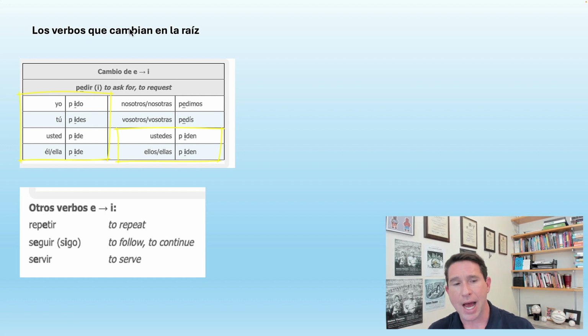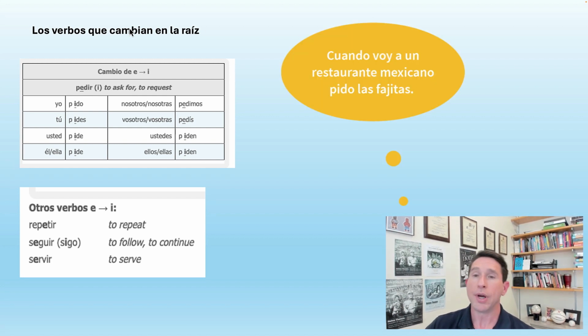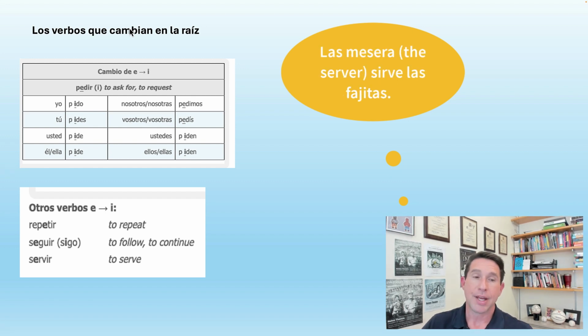Some other E to I words, repetir, seguir, which is also irregular in the first person, sigo, y servir. So like in a restaurant, cuando voy a un restaurante mexicano, yo pido las fajitas. I order the fajitas. La mesera, the server, sirve las fajitas. The server serves the fajitas. Okay, muy bien, chicos. Vamos a practicar.